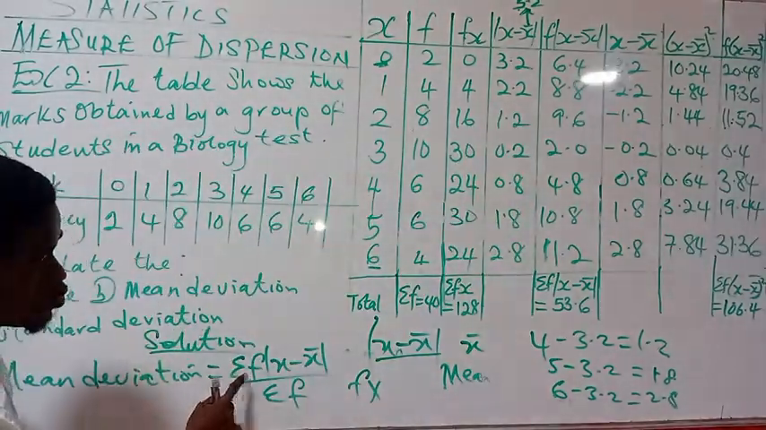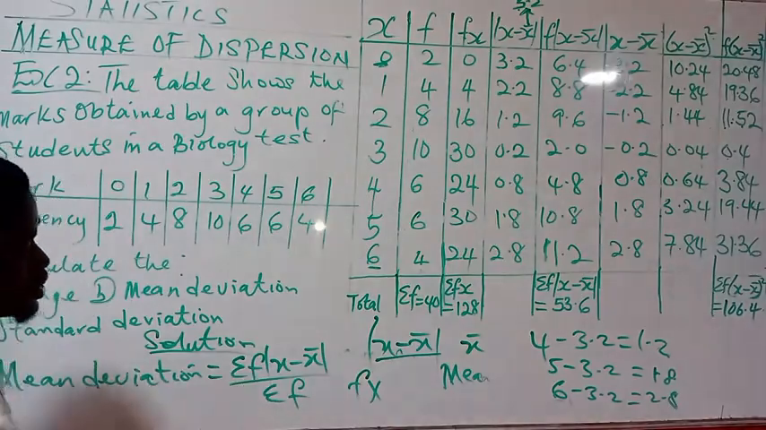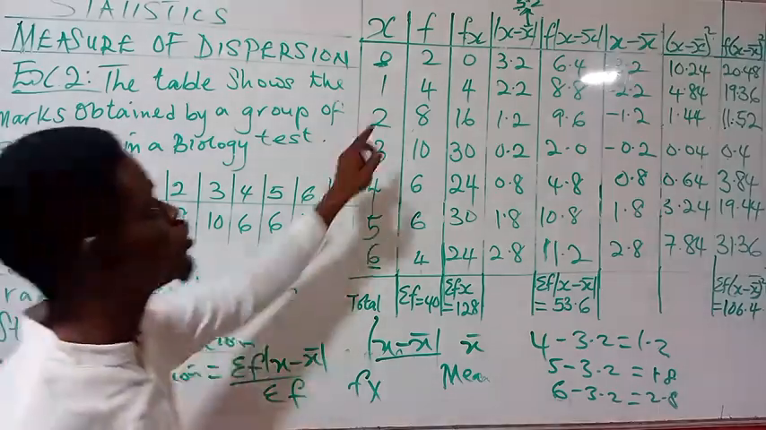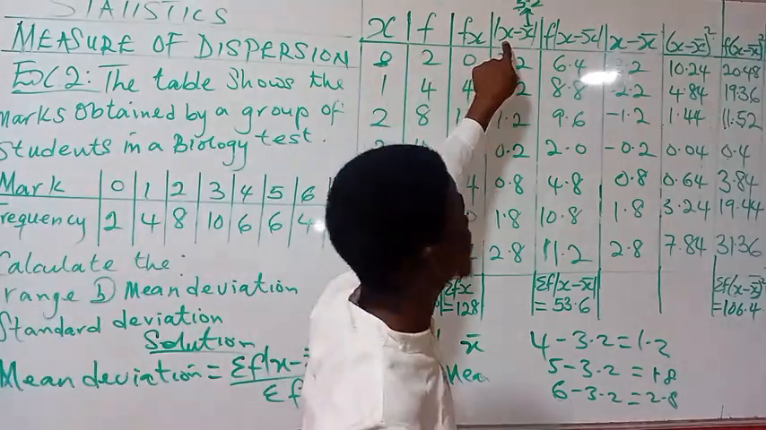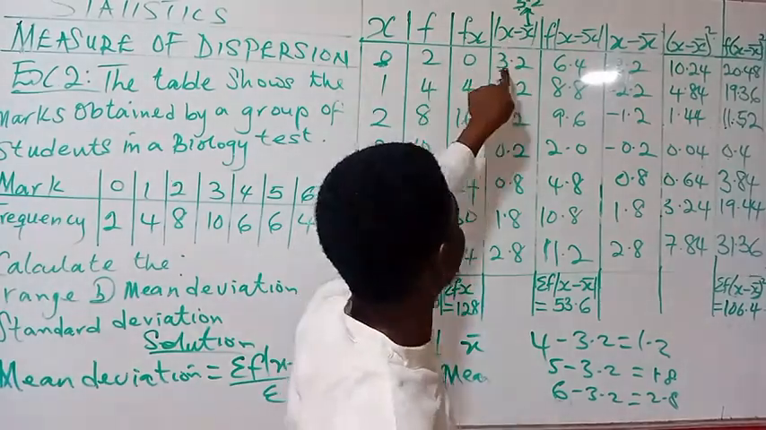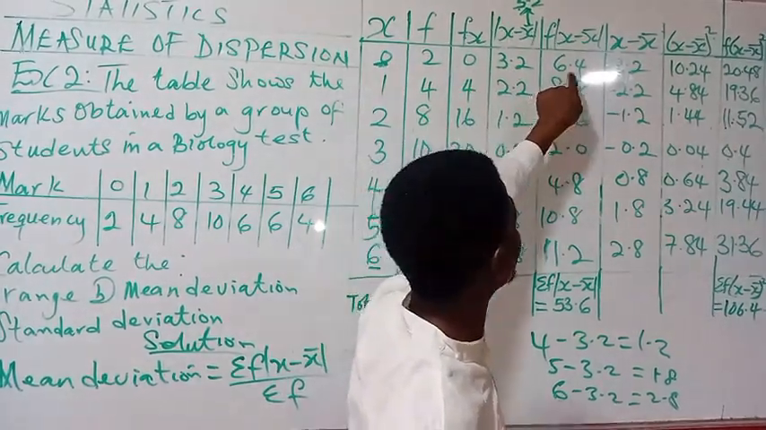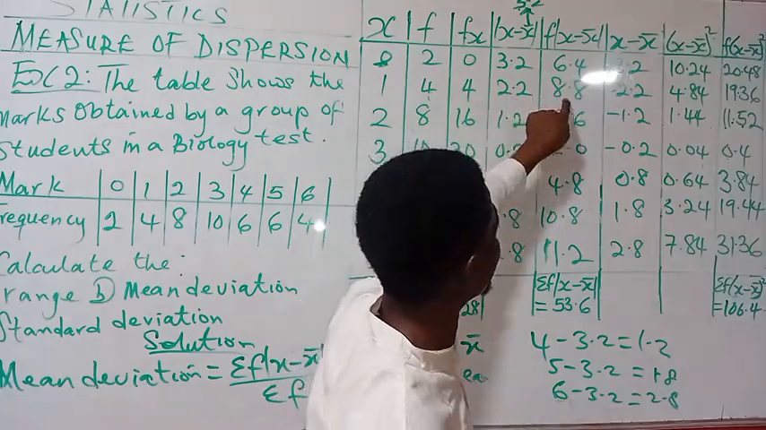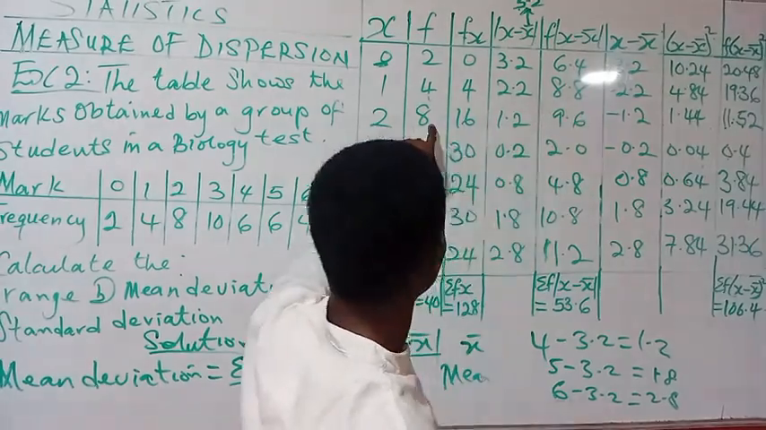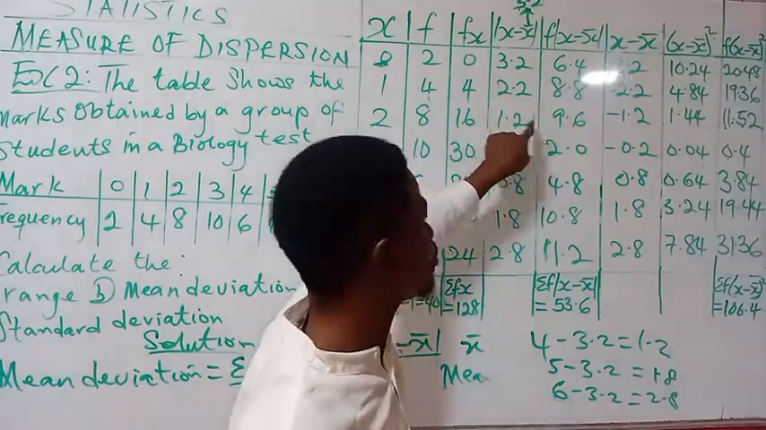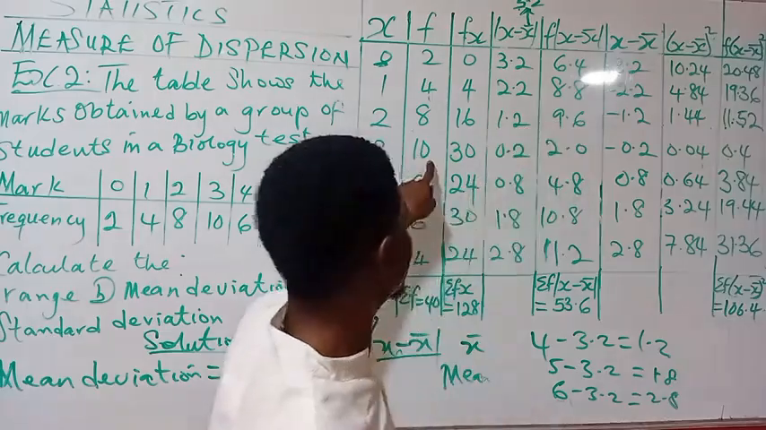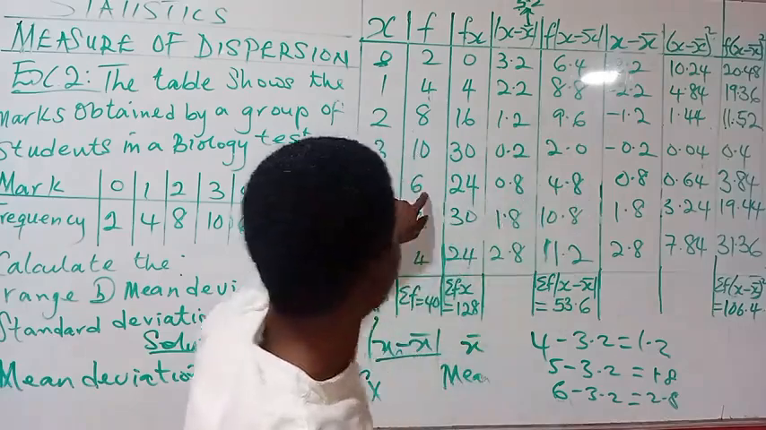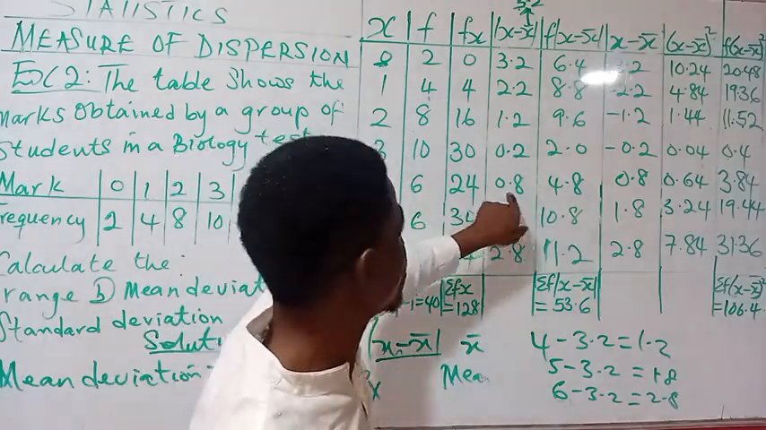Then what is the next thing? There's f here, which means that we need to multiply this absolute value of x minus x bar by f. So you need to multiply f times this guy: 2 times 3.2 will give you 6.4. Then 4 times 2.2 will give you 8.8. 8 times 1.2, we have 9.6. 10 times 0.2, we have 2. Then 6 times 0.8, what do we have?